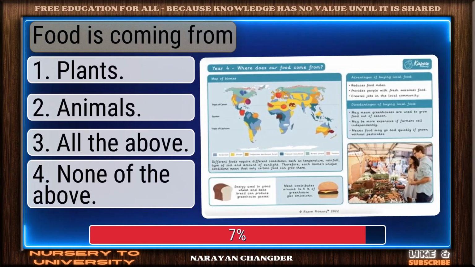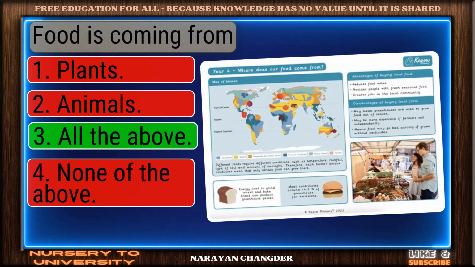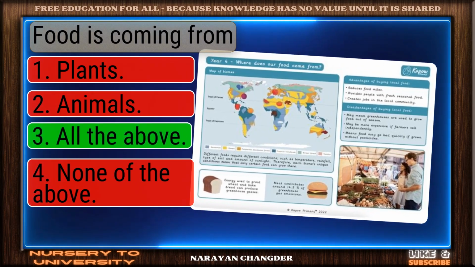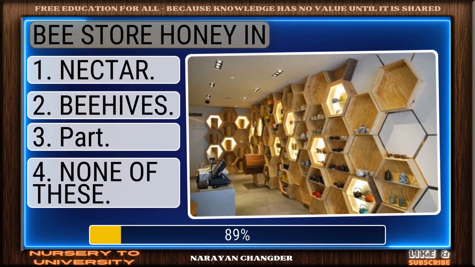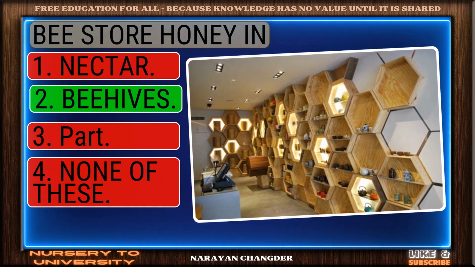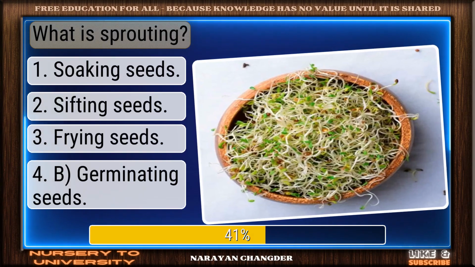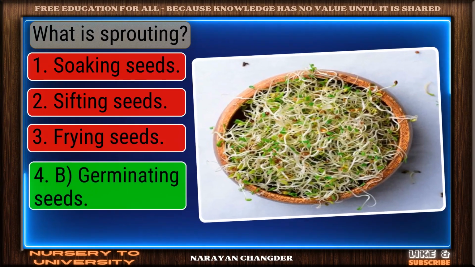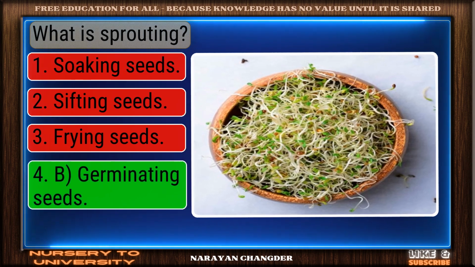Food is coming from. Smart move. All the above is an accurate answer. Bees store honey in. Excellent. Beehives is a brilliant choice. What is sprouting? Correct. Germinating seeds is the right answer.